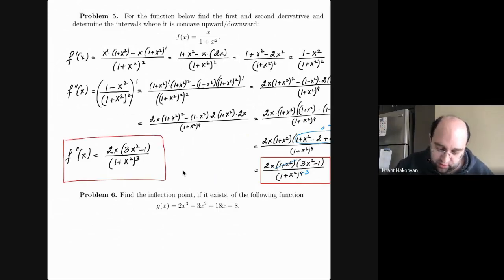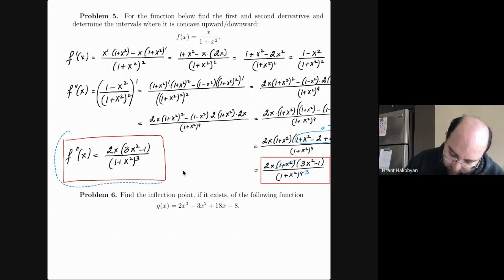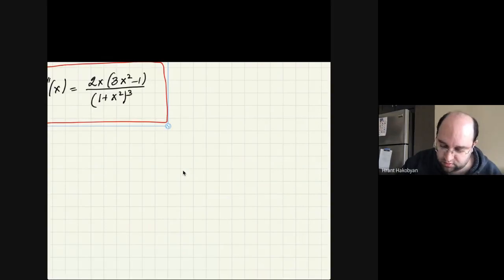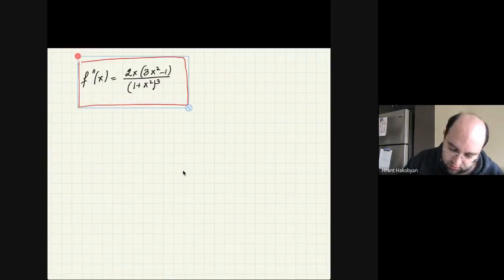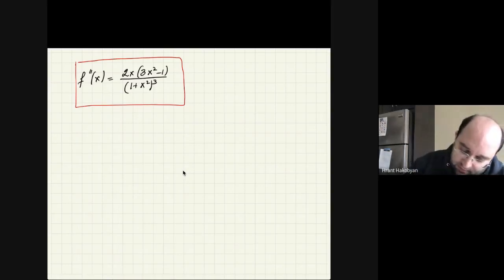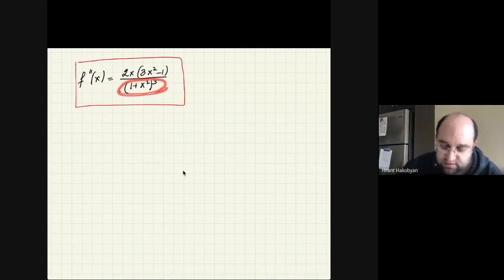And I have to find out where this is positive or negative. Let me do it on a separate page. Okay, so where is this thing here, positive or negative? Well, look at the denominator here. What can we say about the denominator?